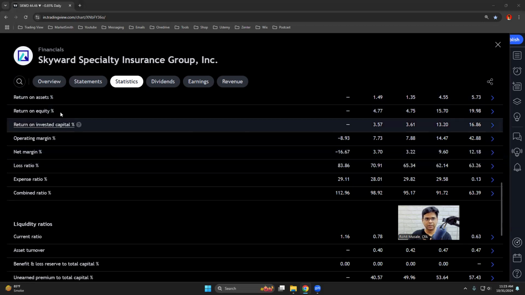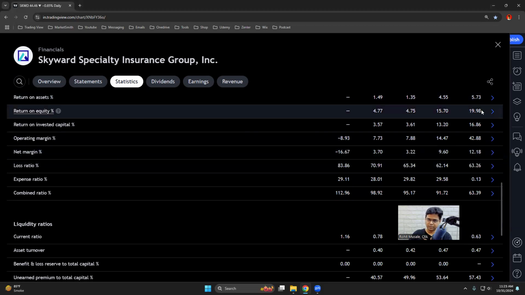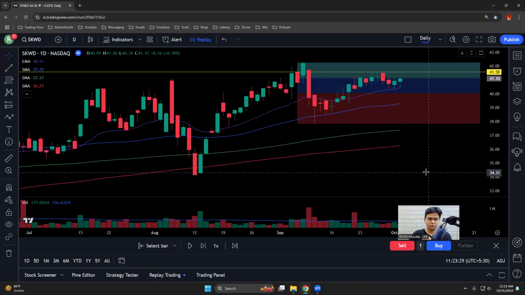What's the return on equity? Return on equity is more than 17%. So fantastic. Fundamentally, the company is strong. Okay, which means what? If fundamentally the company is strong, you are looking at a potential positional trade.